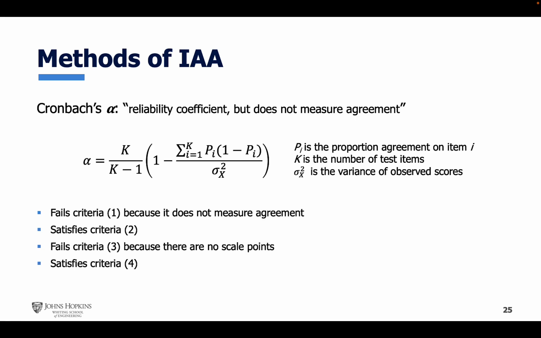Now, Cronbach's alpha, we're going backwards a little bit here. Cronbach's alpha is not really a measure of inter-annotator agreement; it's not meant to measure agreement. Just to give you an idea of what Cronbach's alpha does: if I'm doing a survey, I think we're doing market research, and I want to know, do you like a given product?